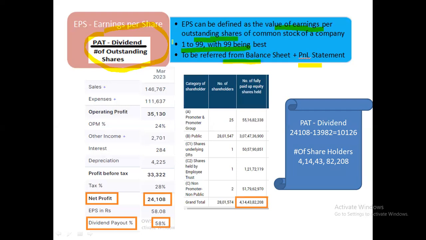For example, if I am holding 10 shares, how much additional value am I going to earn? Like last year was 100 and this year is going to be 110 or 120. Like that, how much am I going to earn? That is called earnings per share.